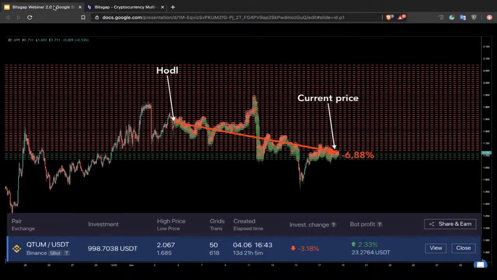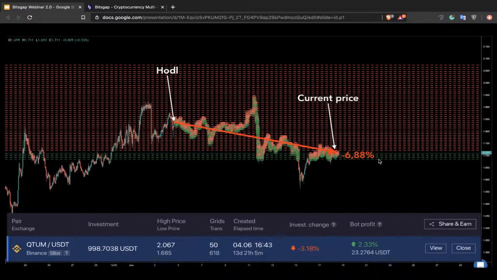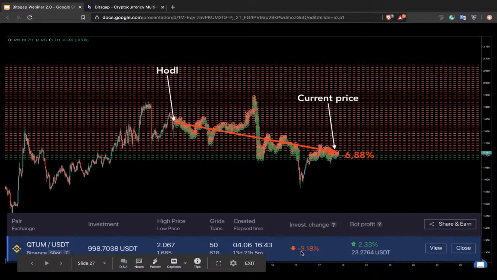And here's the example in case of a falling market, all right? If you would hodl from that point down to the current price, in this case that's quantum trading to USDT, you would be down by 6.88%, whereas as you allowed the bot to generate profits for you in the quote currency during this falling market, your investment change is only minus 3%. So that's almost twice less, all right?